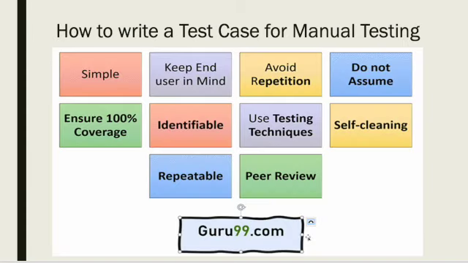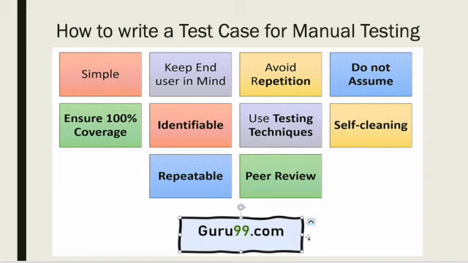So we said how to write a test case for manual testing. Number one, you have to keep a simple mind. It is simple, it is not difficult. That's the first thing. Calm yourself. The second thing to note is keep the end user in mind. Who are those that will be using this application, this software? Who is it meant for?